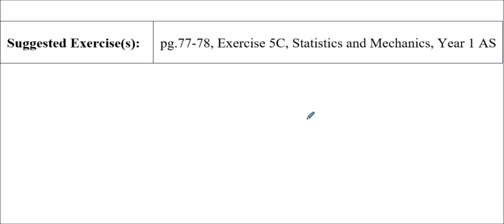And I want you to try some questions on your own. So it starts at page 77, exercise 5C. Try all the questions from 5C in the Stats and Mechanics book for year 12. So by now you know the drill. Try the questions independently. Double check your answers using the books. If your answer is wrong, let me know, or use the model solutions to give you a helping hand. If I'm not around, I'm always here on an email or even in the comments section of the video.